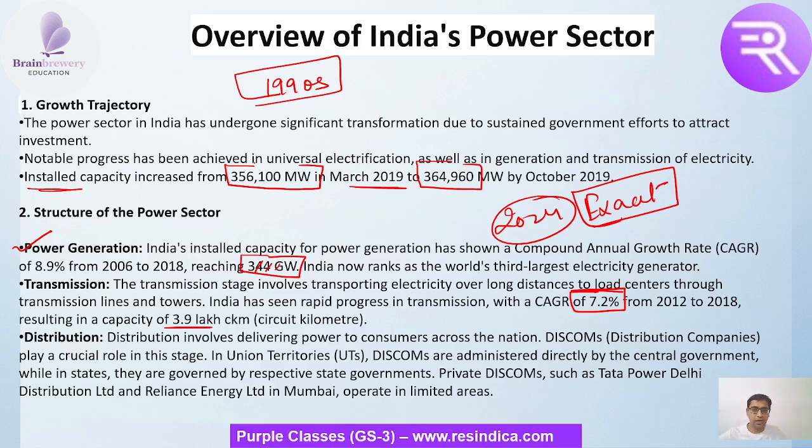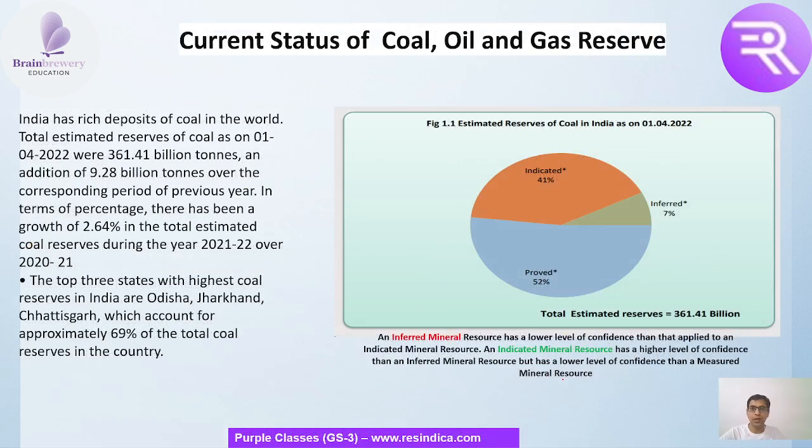There is a lot of distribution as well. We have distribution companies which distribute the power. There have been a lot of issues with the discoms. We will be discussing all these things in the coming slides. Now we are coming to the current status of coal, oil and gas reserves. We know that India has rich deposits of coal in the world.